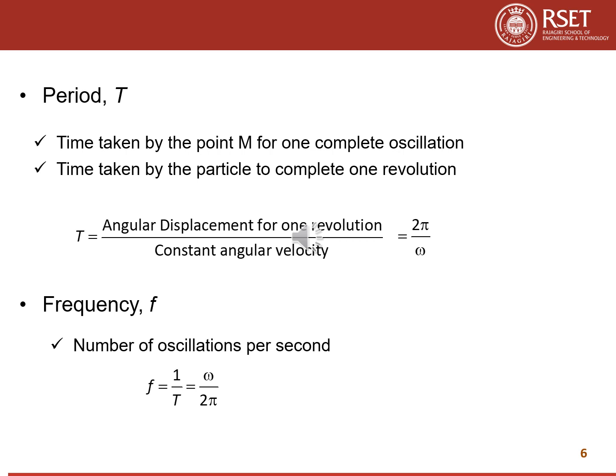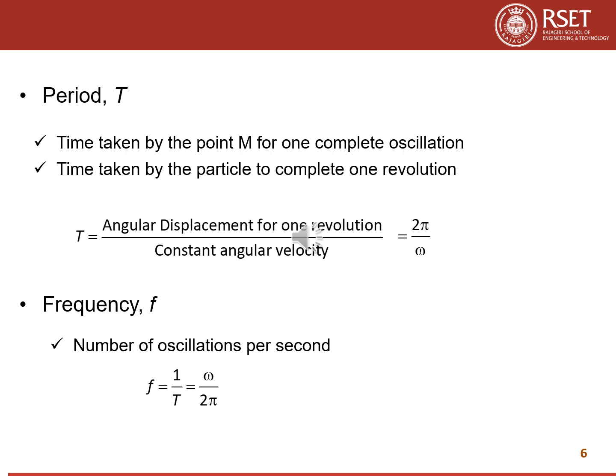Period of simple harmonic motion. The period of simple harmonic motion is the time taken by the point M for one complete oscillation. The time taken by the point M for one complete oscillation will be the same as the time taken by the body P moving along the circumference for one complete revolution.